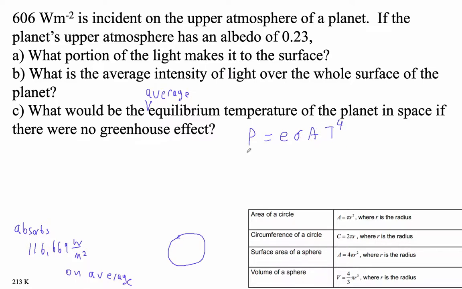Let me show you how you do this. Intensity is just power over area, so let's divide this by area. Hey, that's fun, isn't that fun? The areas just cancel out, and so the intensity equals power over area, and that's just equal to E sigma temperature to the fourth.